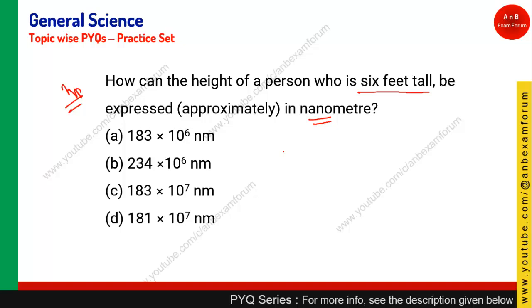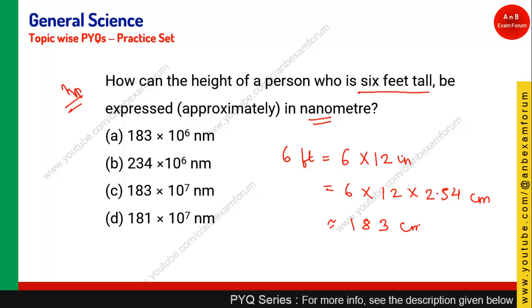Let me write, 6 feet is what? You should know how many meter or centimeter or any other unit. 1 foot, usually we know, is 12 inches, and we know that 1 inch is 2.54 centimeter. If you multiply all these numbers, you will get 183 centimeter. But the question is asking in nanometer.